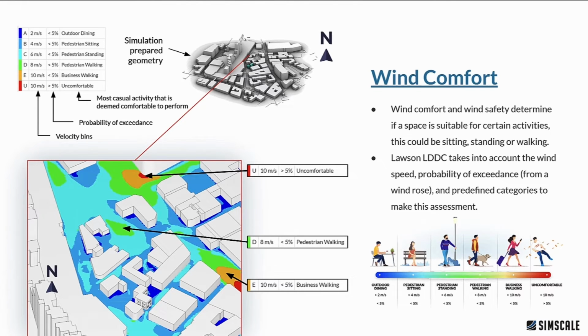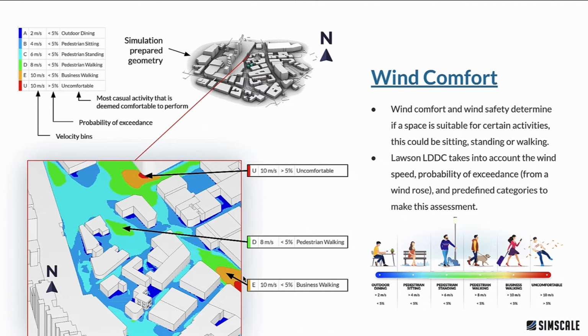So wind comfort is typically an annual kind of output that we get from the Simscale platform. We can split it into seasonal, but what it represents is the different activities that people would be comfortable doing in different areas, as I mentioned. I've given a few different examples of where uncomfortable might exist, and for example it's this cornering effect where it's also compounded with a bit of channeling there. There's pedestrian walking effect and activity, and also business walking over here that you can see.